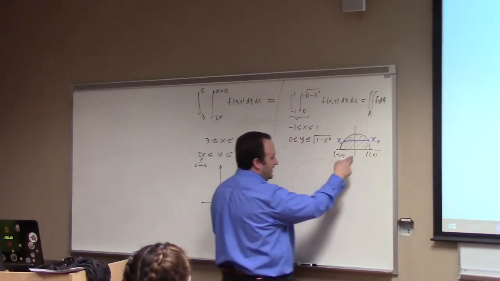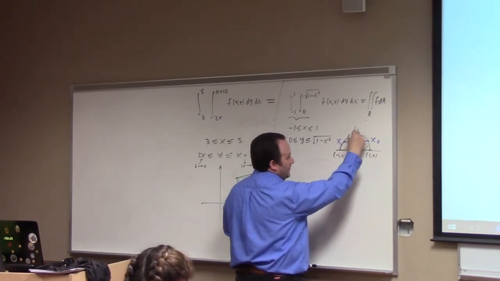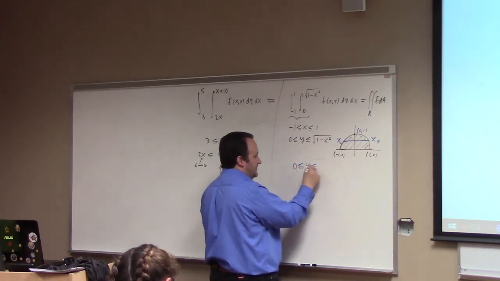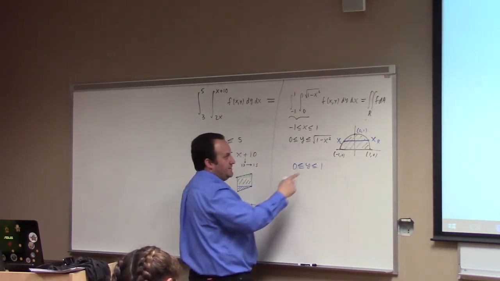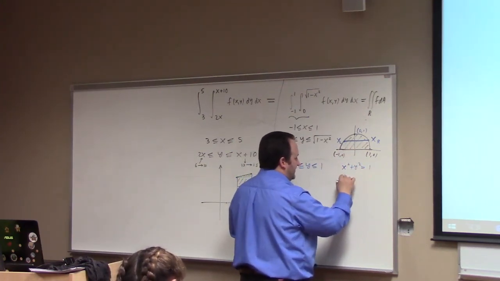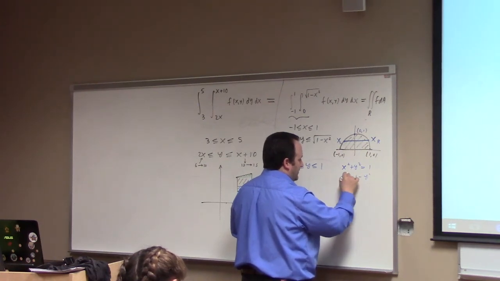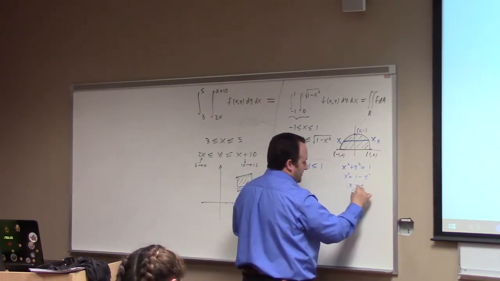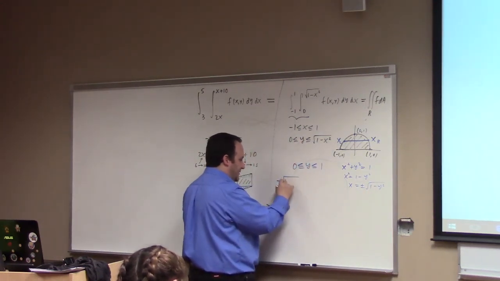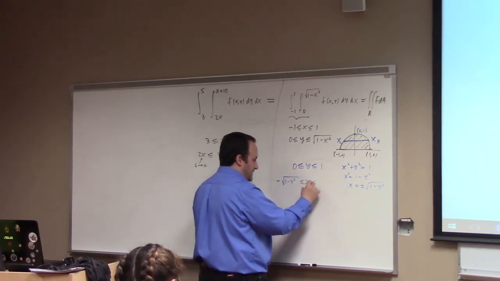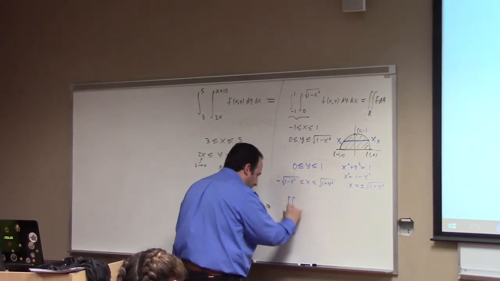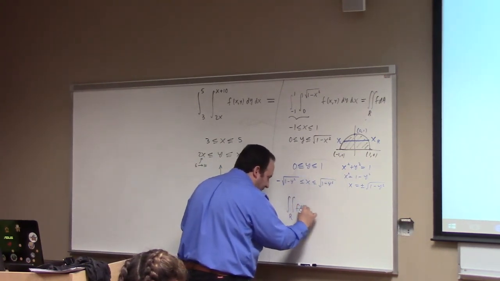Anyway, what's y going between? The top y is what? So in the type 2 description, I would say 0 less than or equal to y less than or equal to 1, right? And the circle, x squared plus y squared equals 1. So what does that tell me? x squared is equal to 1 minus y squared, so x is equal to plus or minus the square root of 1 minus y squared. So I have minus the square root of 1 minus y squared less than or equal to x less than or equal to the square root of 1 minus y squared.